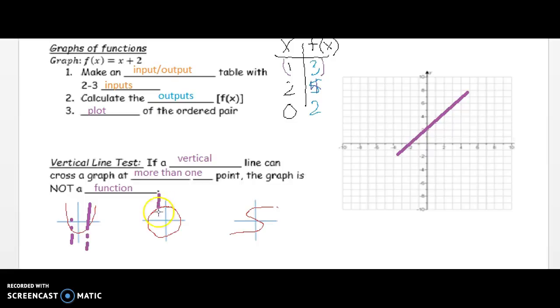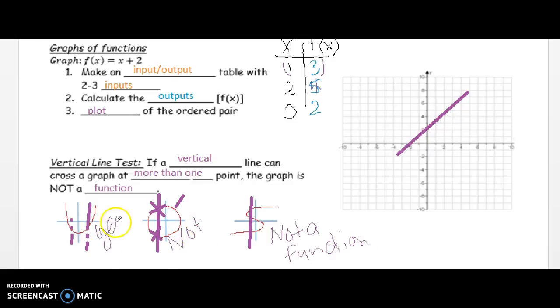But if I do touch it more than once, like I do on this circle, here and here, that makes this not a function. The same thing with this little S curvy one. If I draw a line, I actually end up touching it in 3 places. So this one would not be a function as well. Not a function. Not a function, and yes, it is, because it only touches the graph in one point.